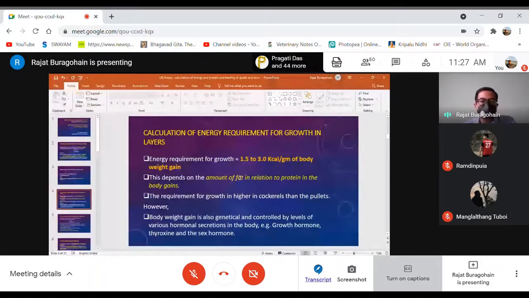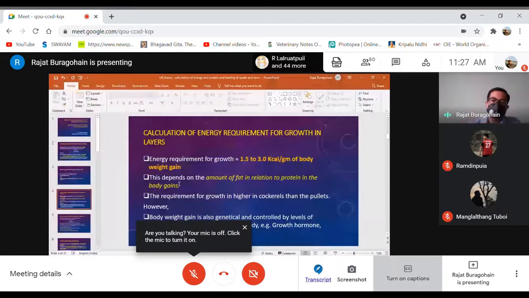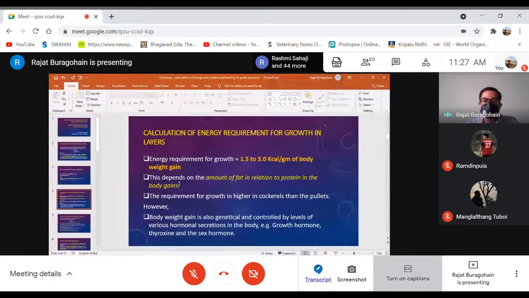That means whatever body weight gain will be there, if everything is muscle, protein, in that case the requirement of protein will be more. And if fat is deposited more than the muscle, in that case the requirement of energy may be somewhat more than that of protein, because fat contains more energy than protein.